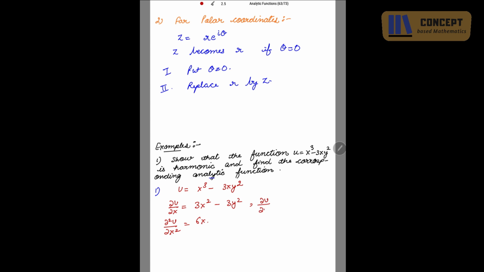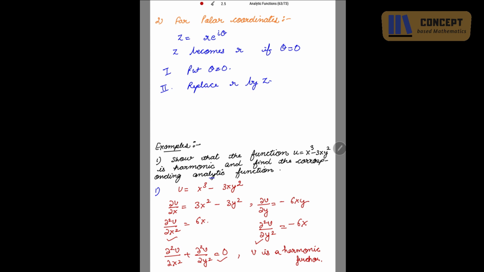If we differentiate with respect to y, we will get minus 6xy, and the other derivative is minus 6x. Now when you add these two, you will get your solution, that is equal to 0. So del square u over del x square plus del square u over del y square comes out to be 0. Hence, u is a harmonic function as it satisfies this Laplace's equation.